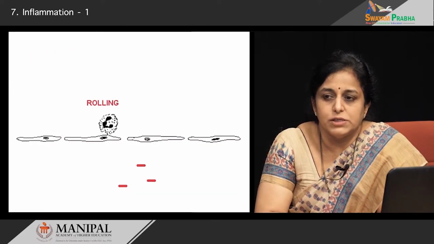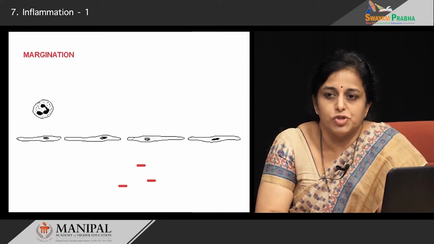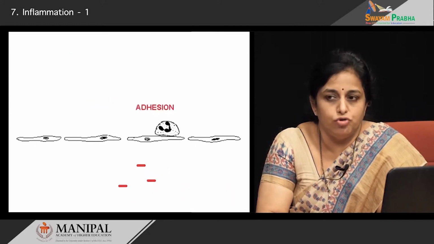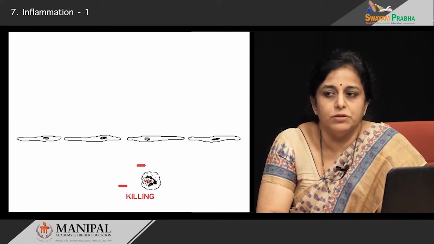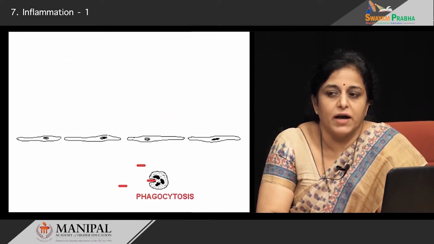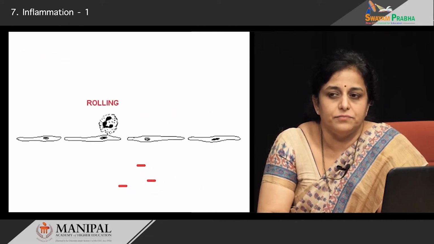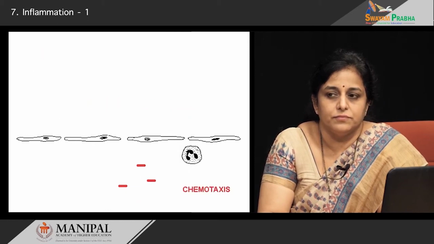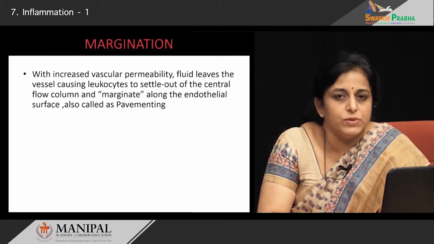So this picture shows all these steps in an animated format. You can just observe this for a while. There is margination of leukocytes towards the periphery, rolling, adhesion, transmigration, diapedesis and chemotaxis, followed by killing. So just a bit about each of these steps which we learnt.